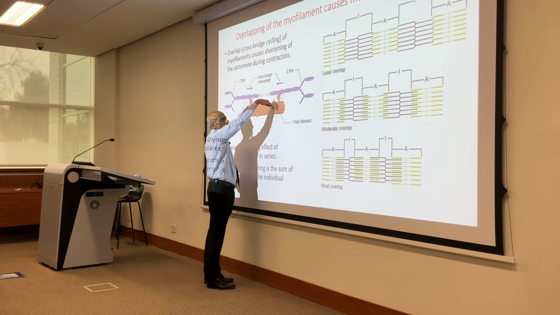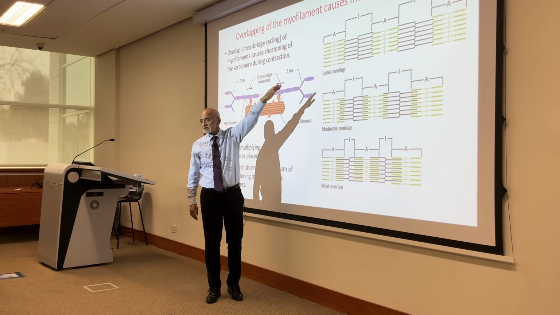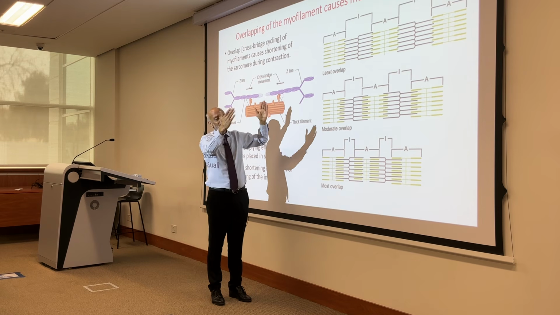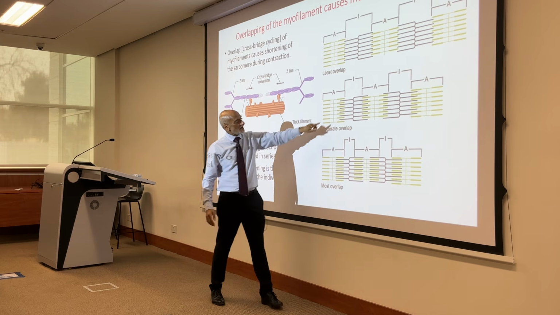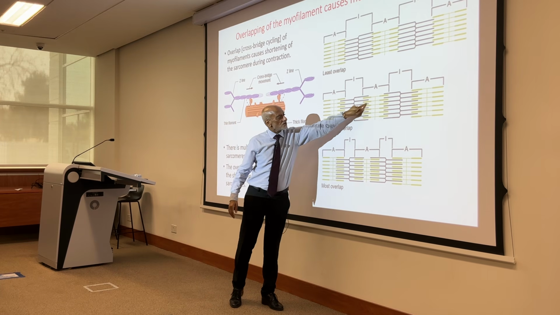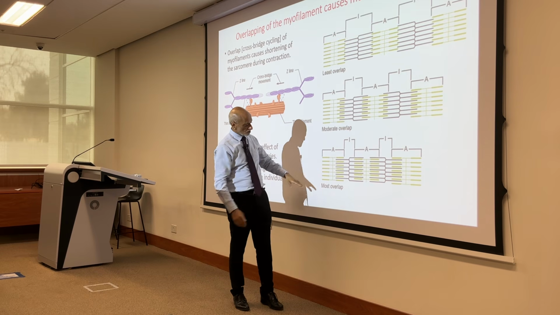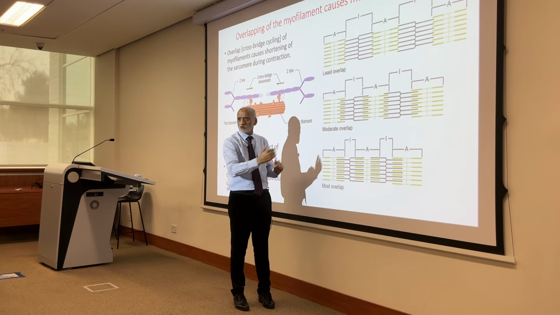So there's your overlap. Notice the first diagram, there's very little overlap. The sarcomeres are rather wide, therefore the length of that myofibril is longer. Now you're getting more overlap, there's the greater overlap. Notice the myofibril is becoming shorter. Now you have even more overlap, and now the whole thing is even shorter.